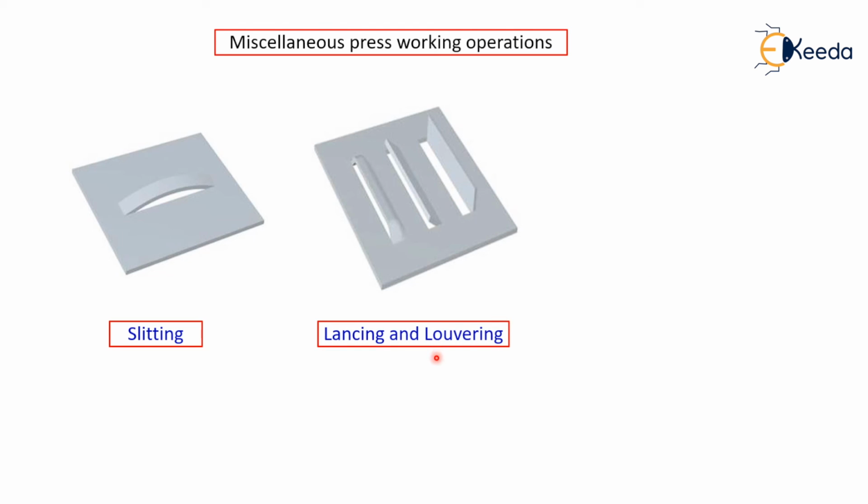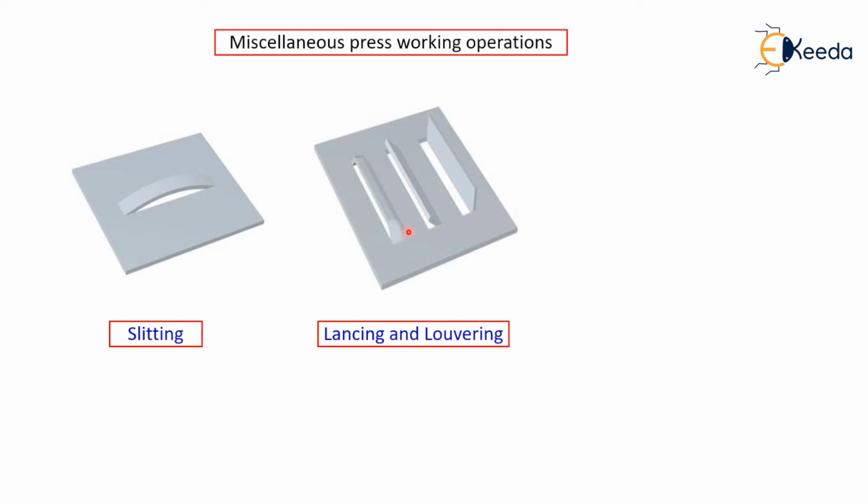Next is the lancing and louvering. This is the form of the lancing process. It is a combination of cutting and bending operation, or you can say cutting and forming operation, where the component is cut from three edges and bending is done at one edge. It is done in one step. A typical example of this is the mosquito coil stand.